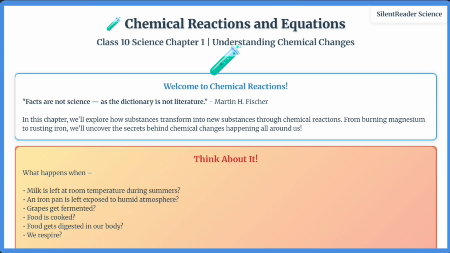Throughout this chapter, we'll investigate chemical changes happening all around us, from burning magnesium to rusting iron. We'll learn to identify chemical reactions, write and balance chemical equations, classify different types of reactions, and understand important concepts like oxidation and reduction. Get ready for an amazing journey into the world of chemistry.